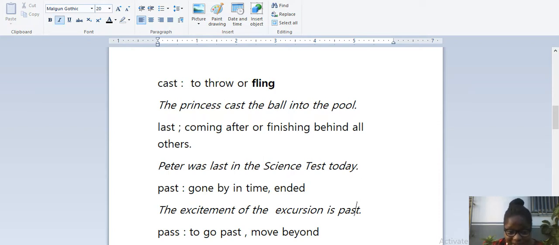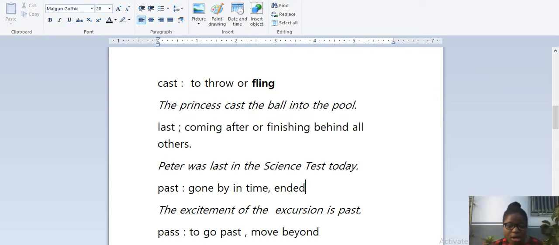We have past. Again, notice the pattern. We have the word cast here, then we have last, then we have past, just like ask, mask, flask. So a pattern to follow. So the next word we have here is past. Past is gone by in time or ended. For something to be past, it has ended. For something to be past, it has happened back in time. So if you say something is past, it's gone back in time, or it's ended, it's over.